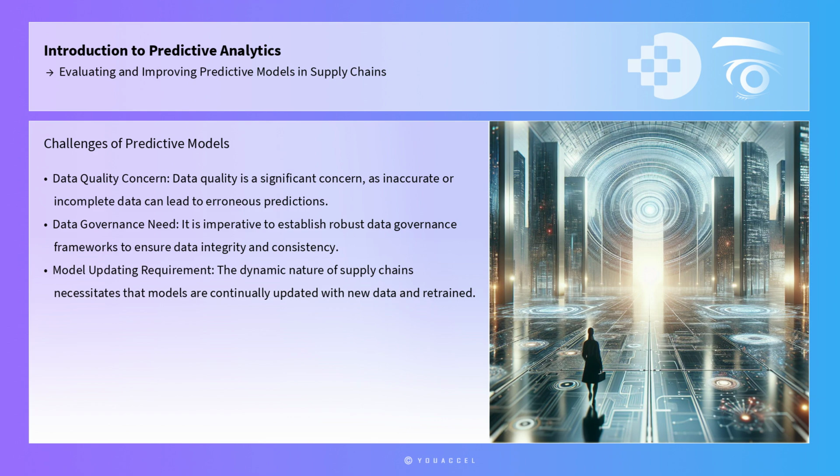Despite the advantages of predictive models, several challenges persist. Data quality is a significant concern, as inaccurate or incomplete data can lead to erroneous predictions. It is imperative to establish robust data governance frameworks to ensure data integrity and consistency. Additionally, the dynamic nature of supply chains necessitates that models are continually updated with new data and retrained to maintain their accuracy over time.